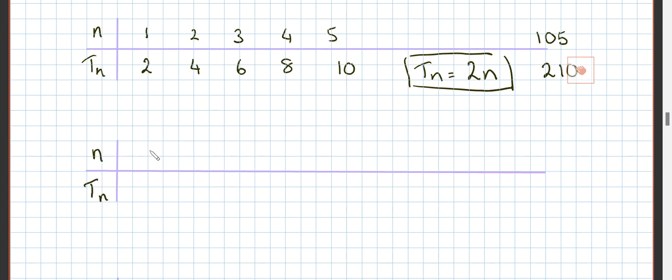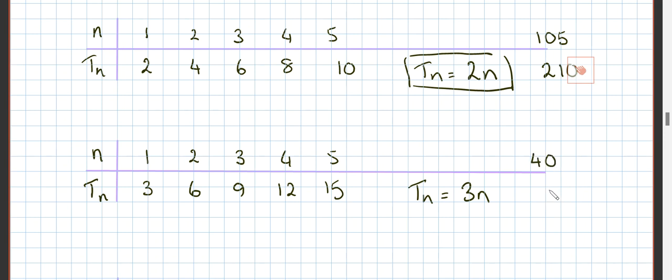I wonder whether you can see where this is going. 1, 2, 3, 4. This time we're going to do 3, 6, 9, 12, 15. What's Tn? So, what is the 40th term in this sequence, James? Yeah, 120, good.